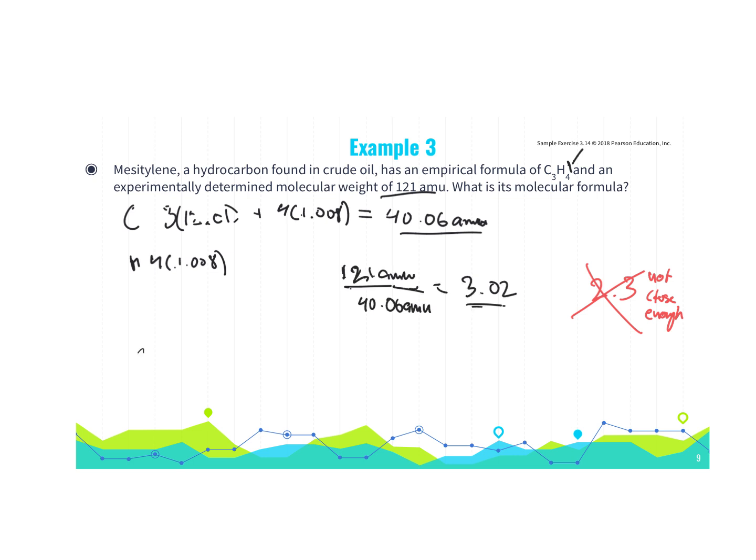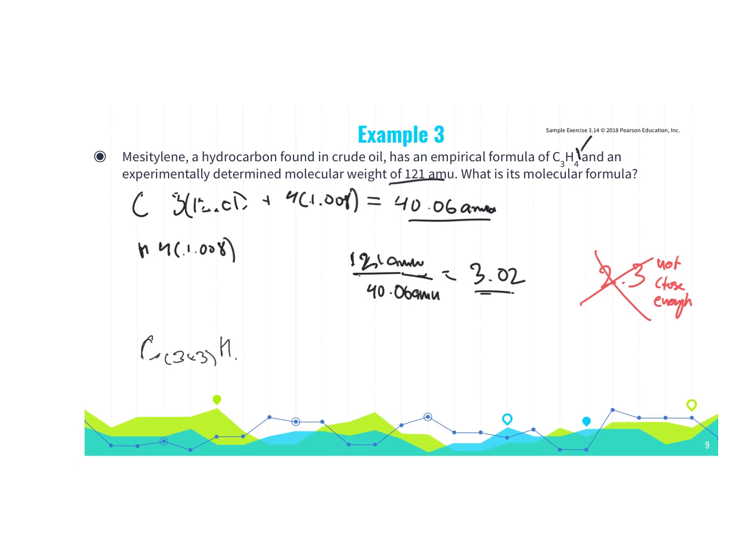And so for C, it would be C 3 times 3, H 4 times 3. And so our molecular formula would therefore be C9H12. And this would be the correct answer there.